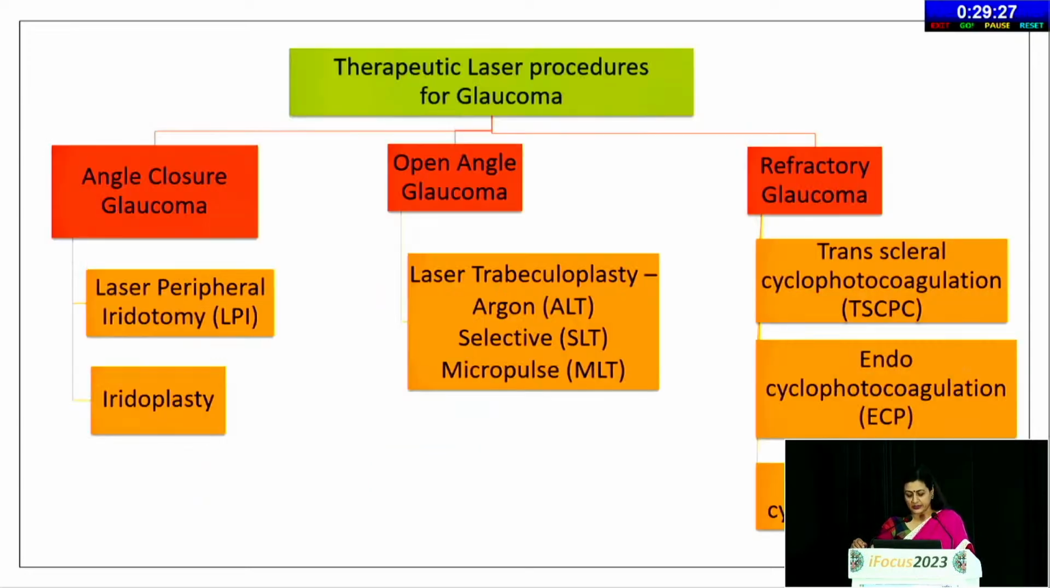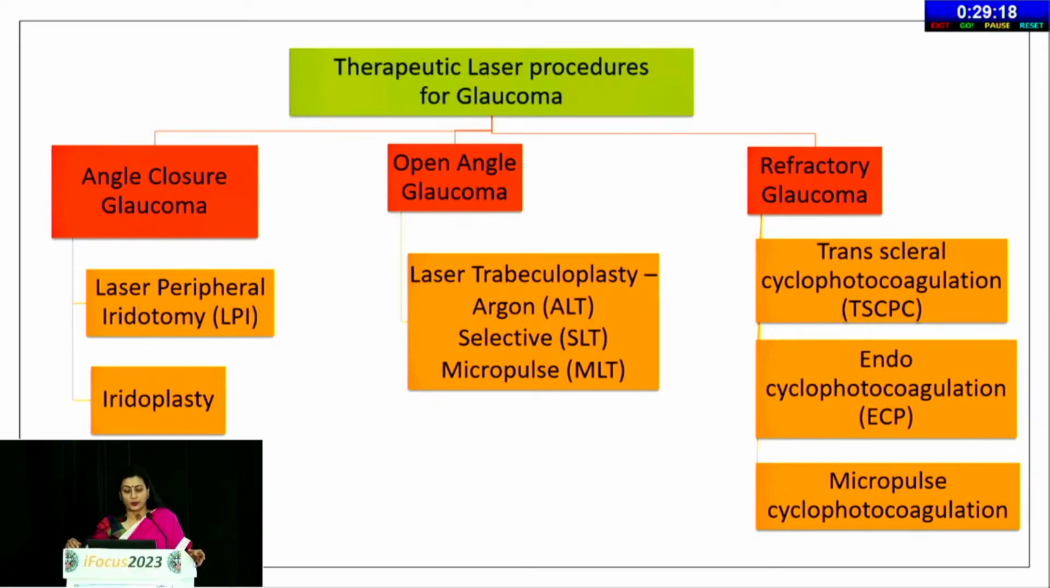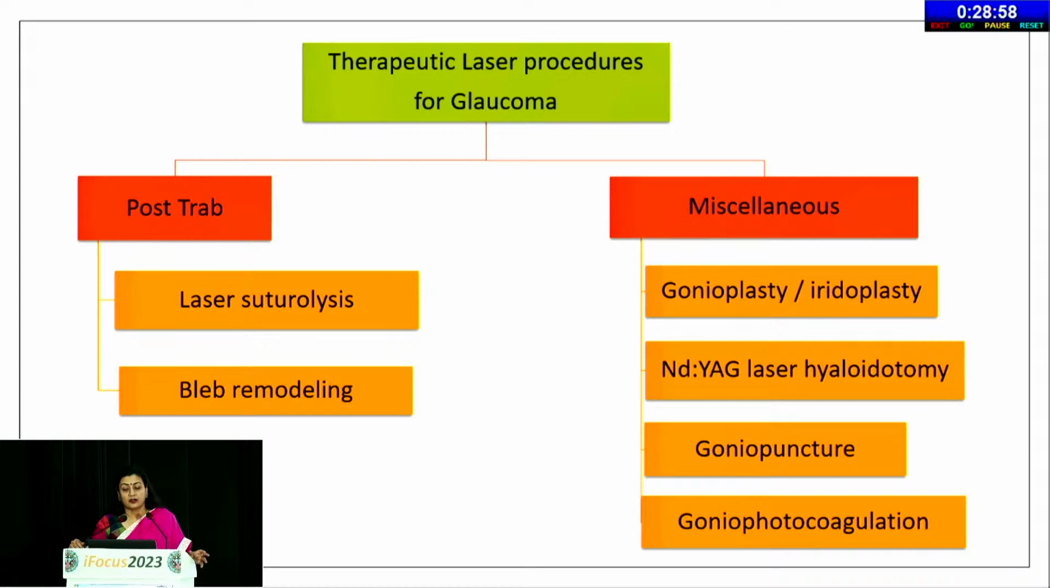on the therapeutic aspects. So the therapeutic laser procedures for glaucoma are those which are used for angle closure glaucoma, that is the laser PI, iridoplasty, those which can be used for open angle glaucoma, that is laser trabeculoplasty, which can be argon, which can be selective, or which can be micropulse, and those which are used for refractory glaucomas, mainly the cyclophotocoagulation group, which can be transscleral, which can be endoscopic, and which can be micropulse. We can also have laser therapeutic procedures post-trabeculectomy, wherein you can do laser suturolysis and bleb remodeling, and there are certain miscellaneous procedures like gonioplasty or iridoplasty, laser iridotomy, goniopuncture, and goniophotocoagulation.